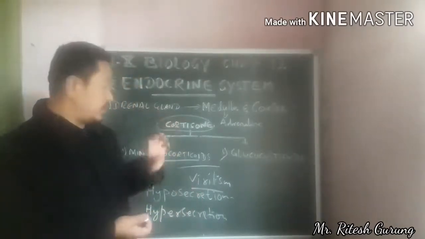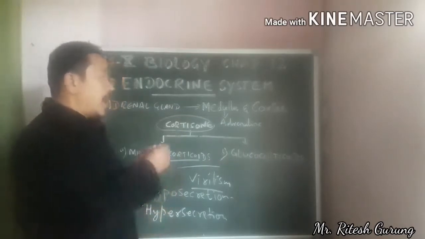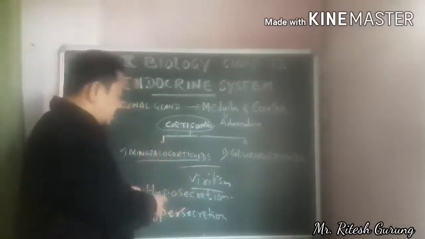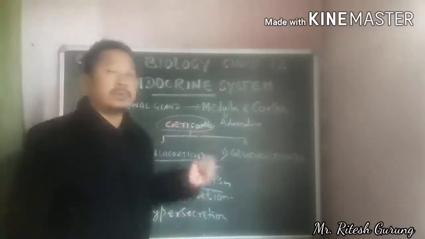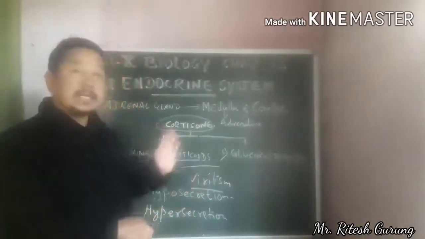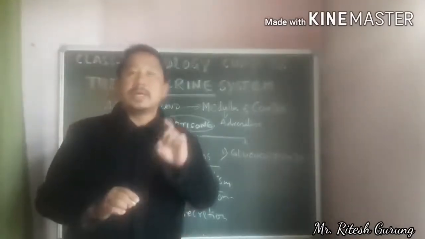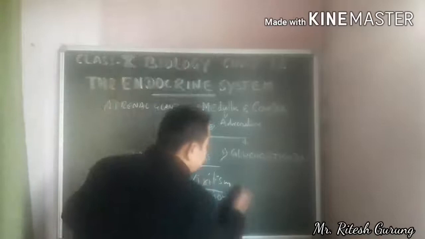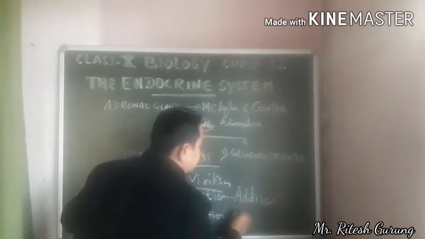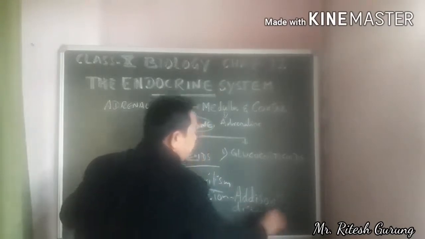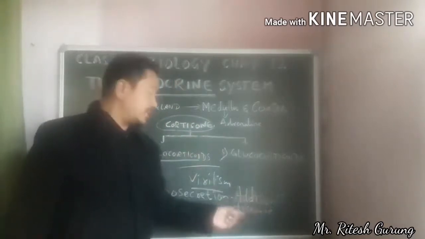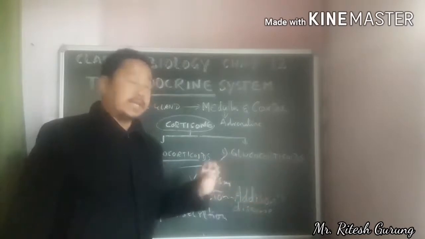If the hyposecretion of cortical hormone is there in the body, then it leads to the problem called Addison's disease. Addison's disease. That means hyposecretion of cortical hormones leads to Addison's disease. Addison, apostrophe s. Addison's disease.